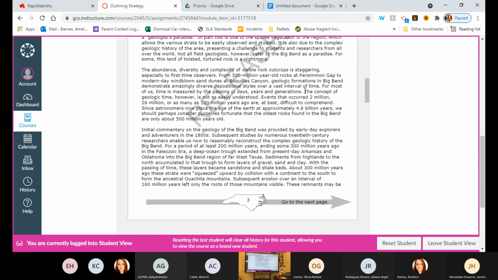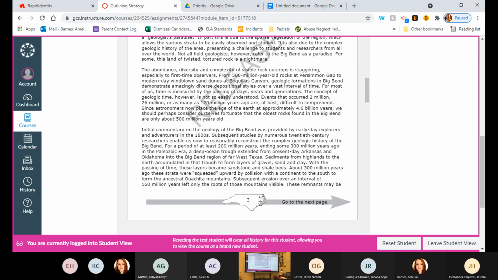We were here. The abundance, diversity, and complexity of visible rock outcrops is staggering, especially to first-time observers. From 500 million year old Persimmon Gap to modern-day wind-blown sand dunes at Boquillas Canyon, geologic formations in Big Bend demonstrate amazingly diverse depositional styles over a vast interval of time.